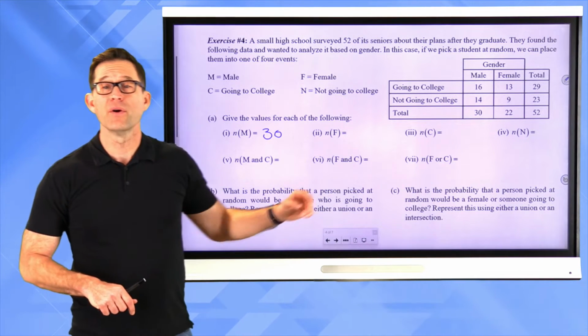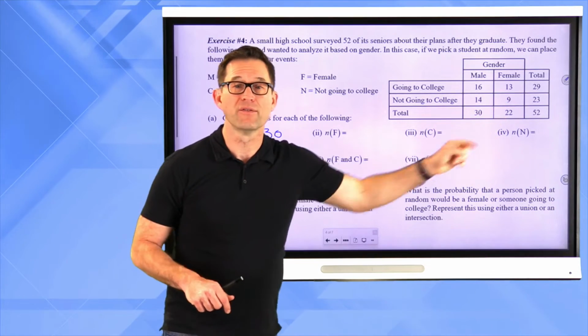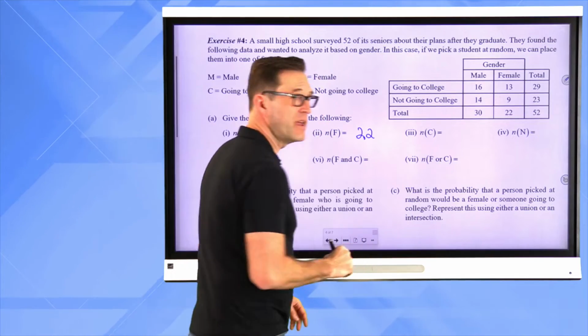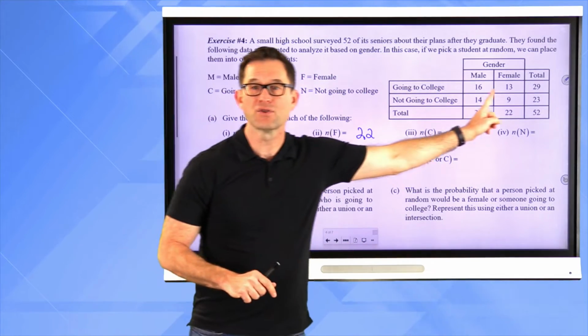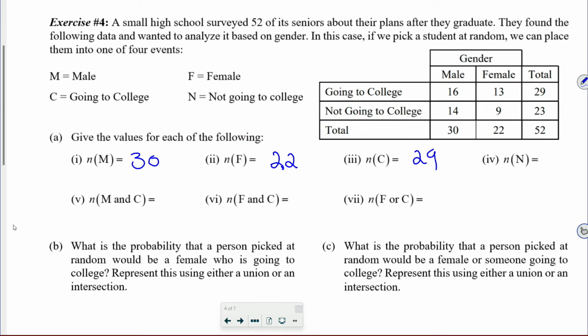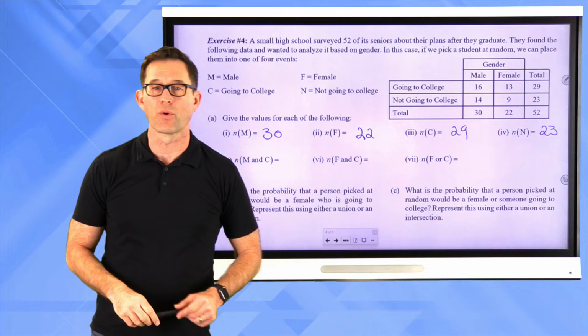All right, the number of those who were surveyed that were female is 22. Again, they've totaled those for us. The number of those surveyed that are going to college are 29. The number of those surveyed not going to college are 23. Again, they've gotten all those totals for us.